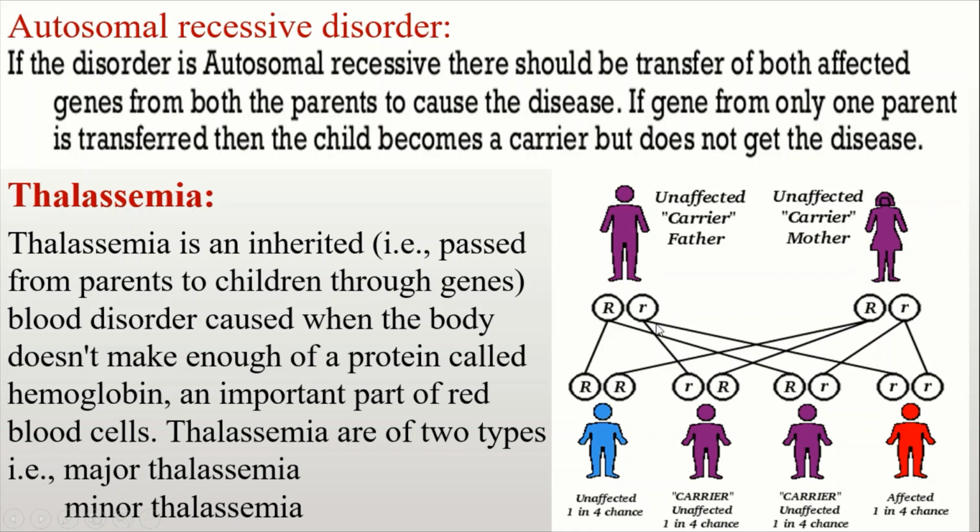Two types of gametes are formed from both parents. When a cross occurs between the two types of gametes, it is seen that out of 4, 1 is an unaffected child and 2 are carriers but unaffected, but 1 is an affected child. This one baby carries the thalassemia gene, that means both are small r.